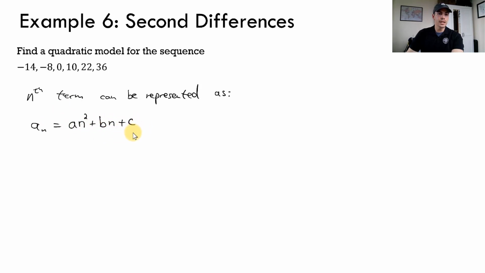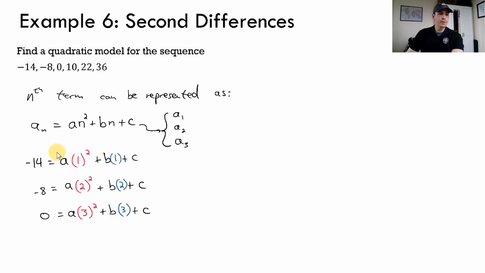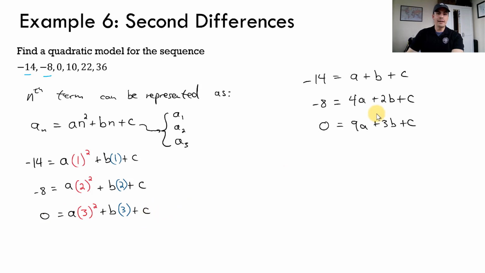So we need to set up three equations, and I'm going to do that using a sub 1, a sub 2, and a sub 3. So when I do that, I would say negative 14, that's a sub 1, is equal to a 1 squared, because my n value is 1 here, plus b1 plus c. And then I would do that again for a sub 2. So negative 8 is equal to a 2 squared, since my n value is 2 there for a sub 2, plus 2b plus c, and then again for a sub 3. So now when I clean that up, I have this nice system of equations.